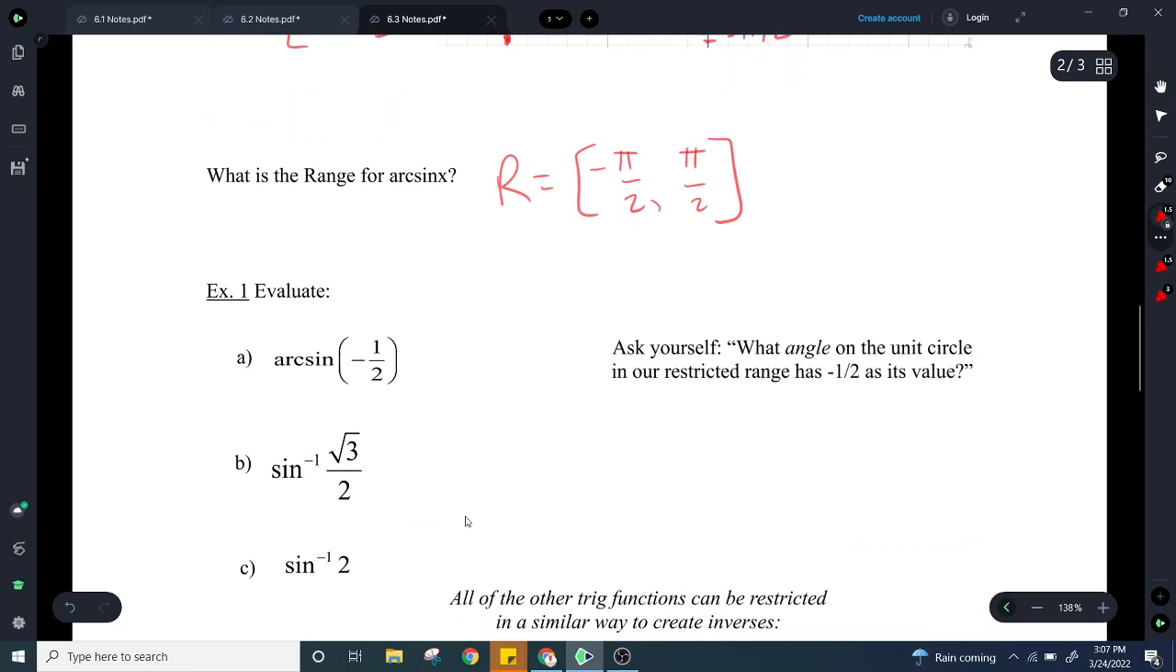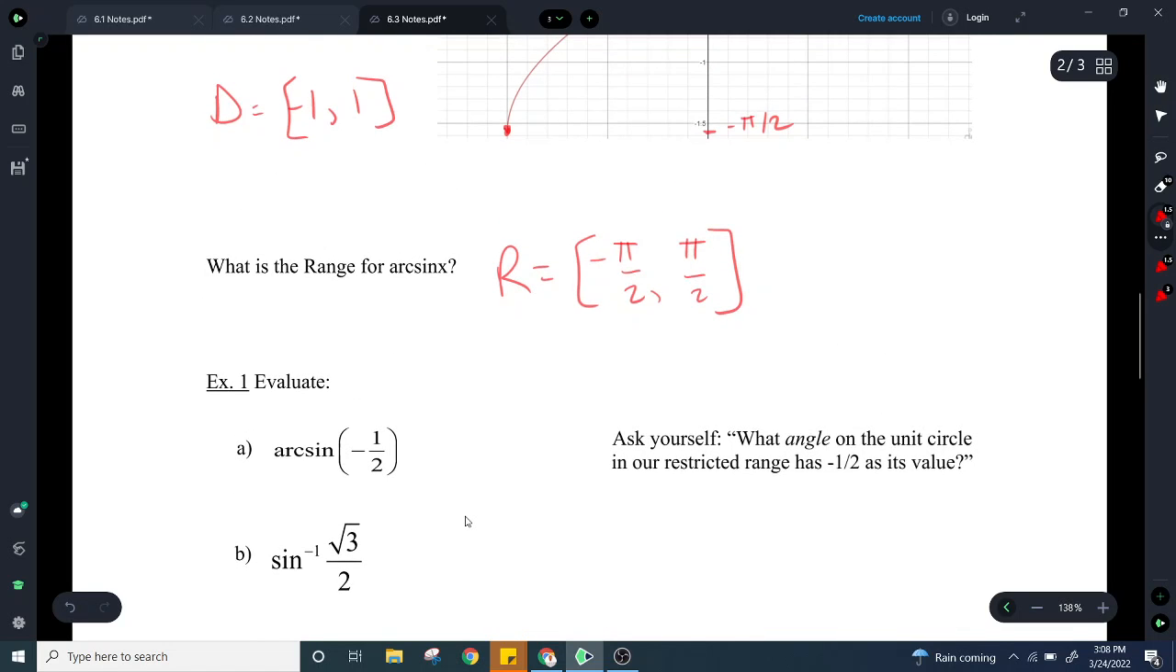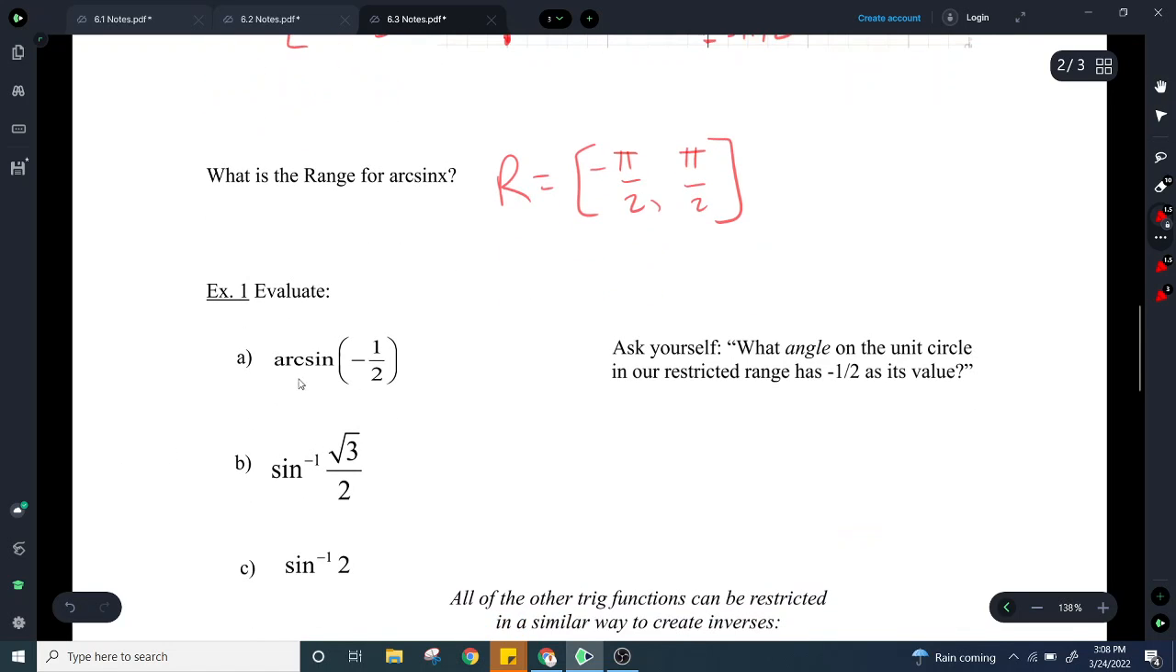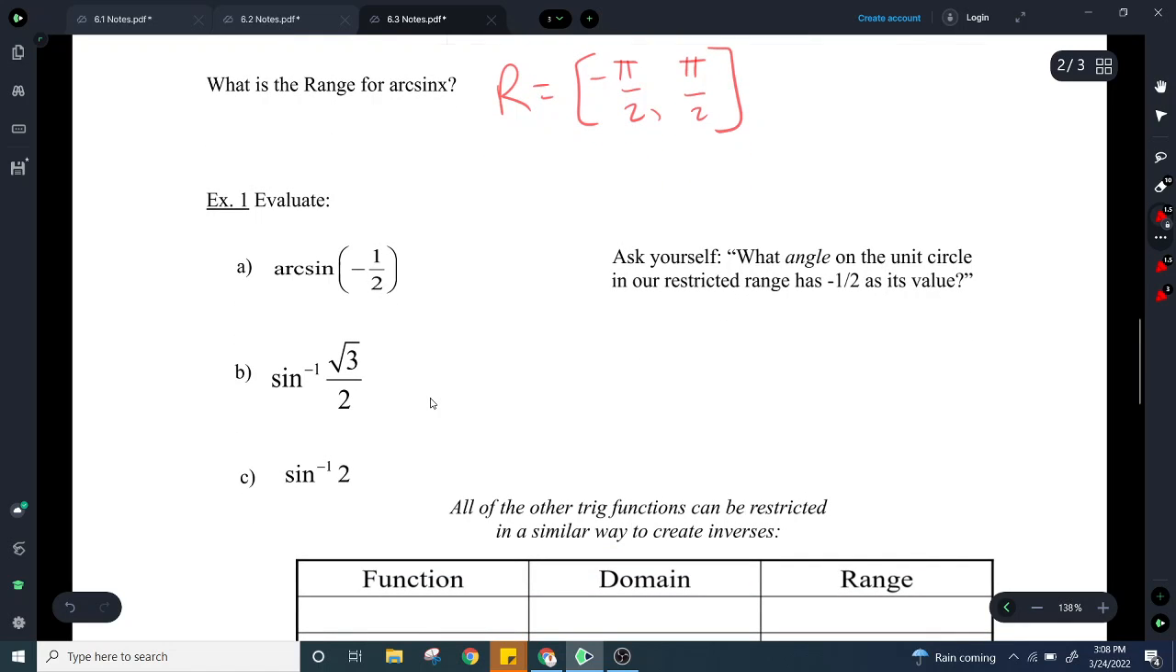What does it mean when we see this notation? When we're asked to evaluate something like this, if I said, what is the arc sine of -1/2? Remember, everything is in reverse. Everything's opposite. This would be equivalent to asking yourself, what angle on the unit circle within our restricted range has a sine value of -1/2? In other words, where does sine on the unit circle equal -1/2?